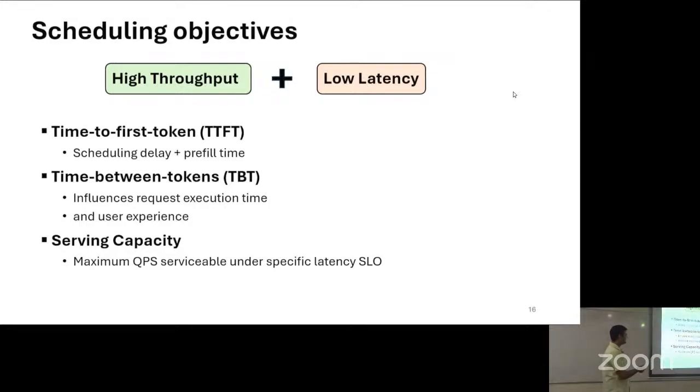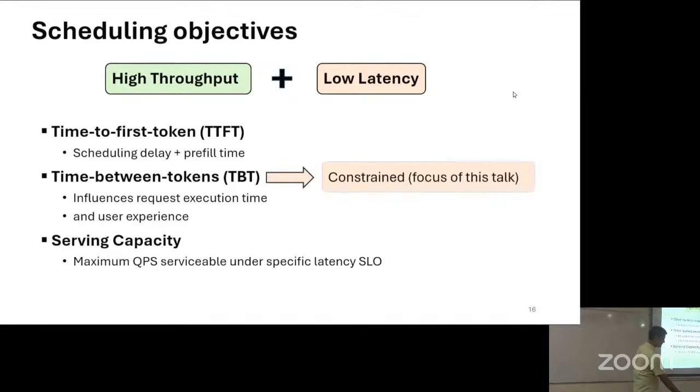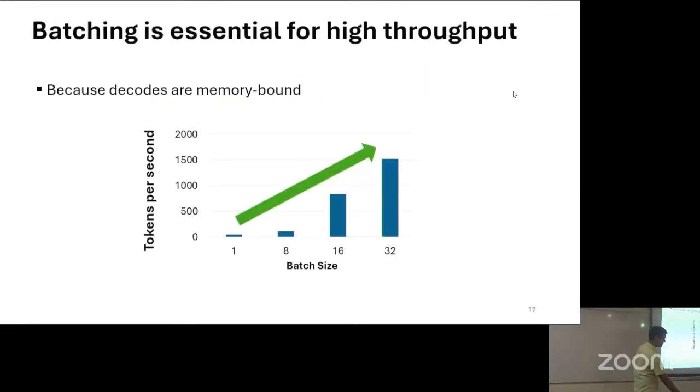So once we have fixed the targets, then serving capacity measures how many requests per second can be processed. So we want to maximize serving capacity given certain targets on TTFT and TBT. This is our scheduling problem. And TBT particularly influences user behavior, so we are going to focus on that.